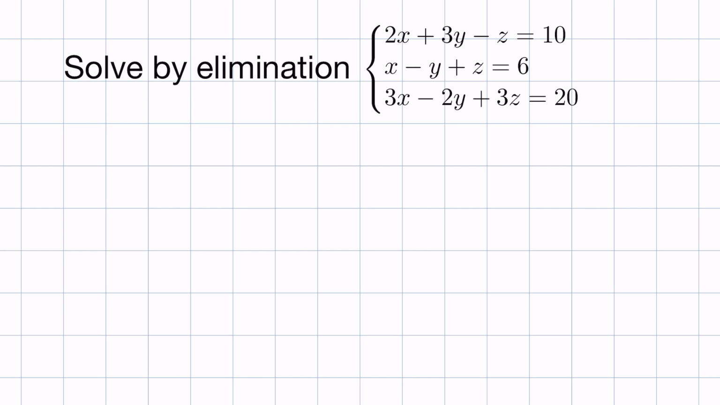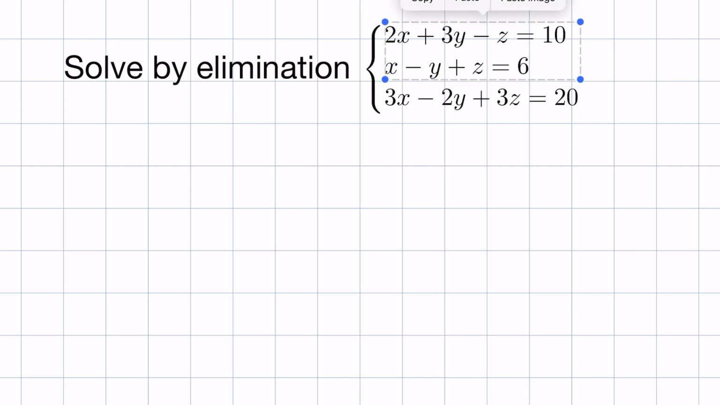So we want to solve a three-variable system of equations using elimination. To do so, we're going to do the same process we used in Algebra 1 when we solved two-variable systems of equations. But now, rather than eliminating a variable and then solving for the other, we're going to have to do that twice. So we're going to eliminate z here, and then we're going to eliminate z here to give us two different equations. So let's start with the top two.